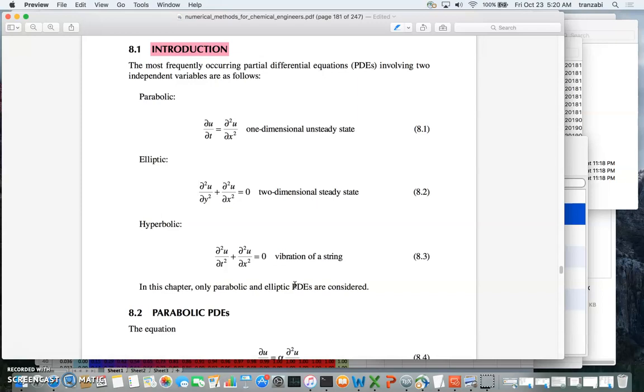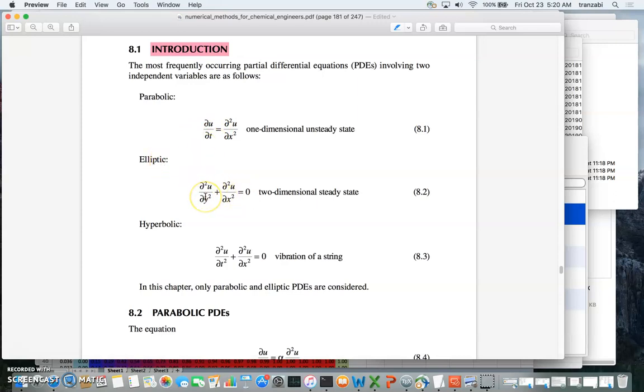So for instance, in a PDE where I have time and position, U could be concentration or temperature, T could be time, and X is the position. This is one of the types of PDEs that we're going to look at. It's one-dimensional on a steady state. We can look at elliptic. So this is called parabolic. We can have elliptic, but there's no time involved.